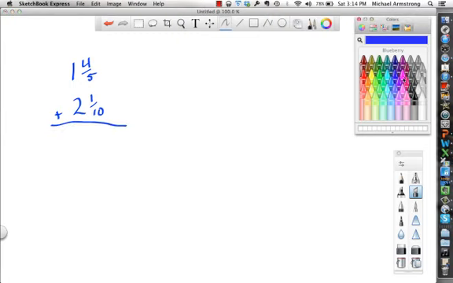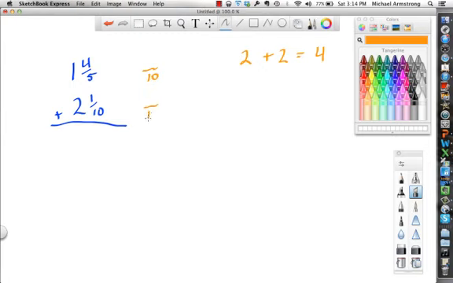And if we take a quick estimate, again, 1 4/5, 4/5 rounds up to another 1, so that's 2. 1 4/5 is about 2. 2 1/10, 1/10 rounds down to 0, so that's about 2. So our answer should be about 4. Okay? And again, we're going to find the common denominator of 10.